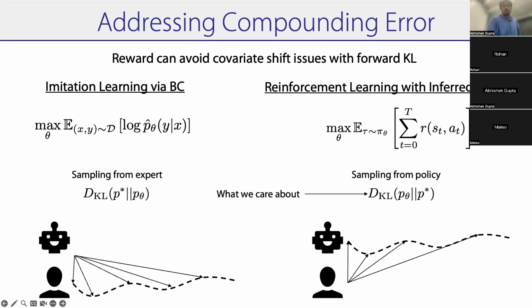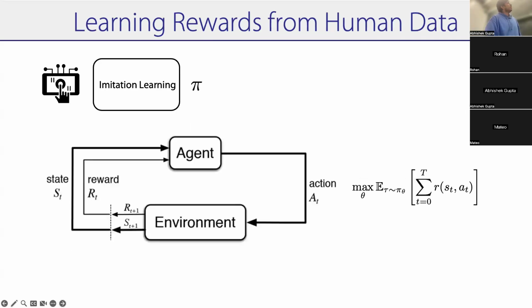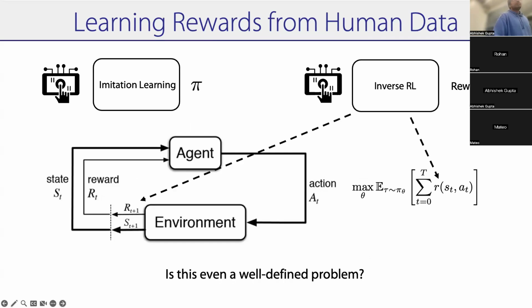Okay. So we want to learn rewards from human data. Imitation learning learns a policy. Inverse RL is going to get a reward function. That reward function will then be used for policy optimization, right? And so, yeah. Sorry, because the expert demonstration will be for a particular task, and so it's the same task, okay.